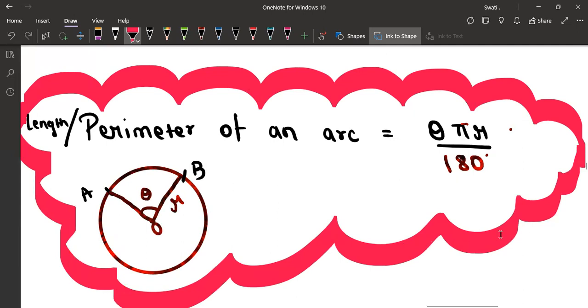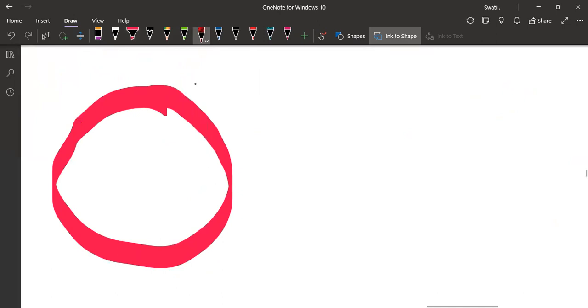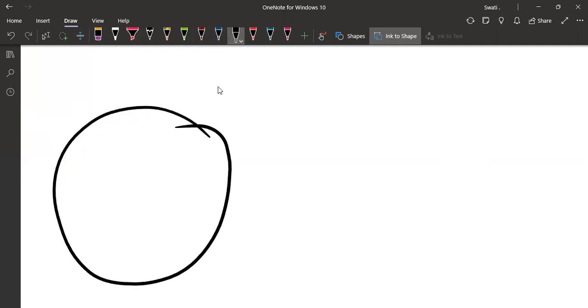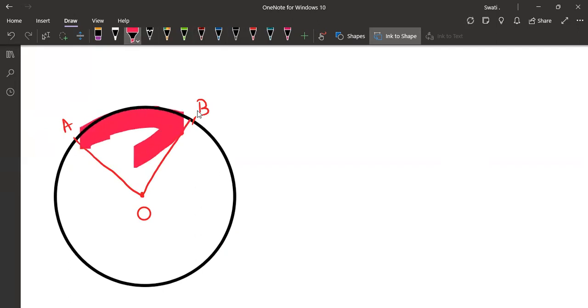Now let us understand how to find the perimeter of a sector and the area of a sector. For that, I'll again draw the circle first. Okay, I hope it will take the shape of a circle. Anyway, this is our circle, and of course, I'm now talking about the sector. Let us write O at the center, this as A and this as B, where AB is our arc, right? OA is of course the radius, OB is the radius, and this particular part is nothing but our sector, right?